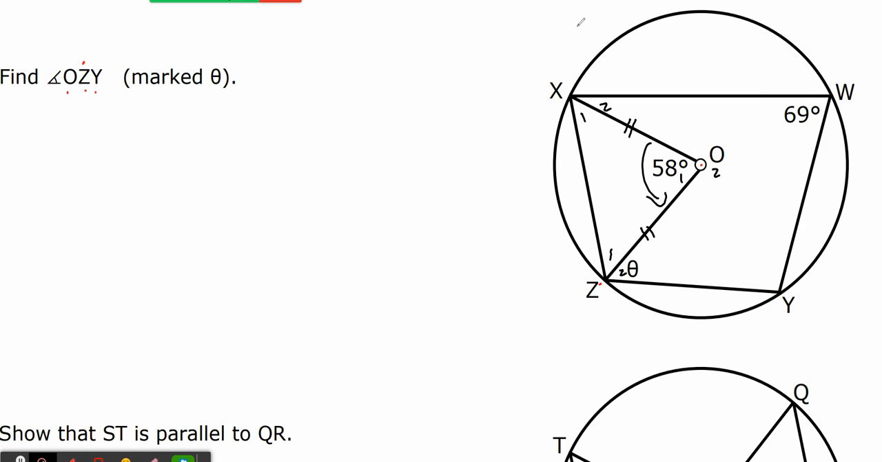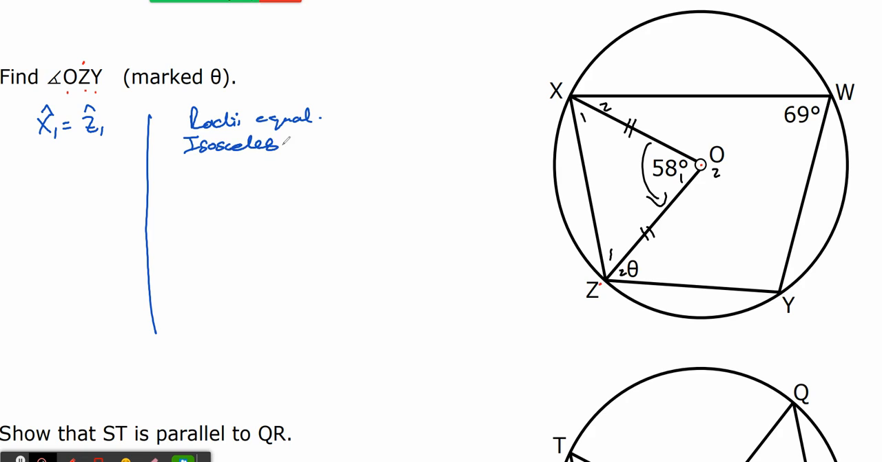If I take X1 plus Z1 plus 58, it'll come to 180 as angles in a triangle. But I also know that angle X1 is equal to angle Z1. And the reason is because of radii. Because these two radii are equal, you can write radii equal. And also, it's an isosceles triangle.